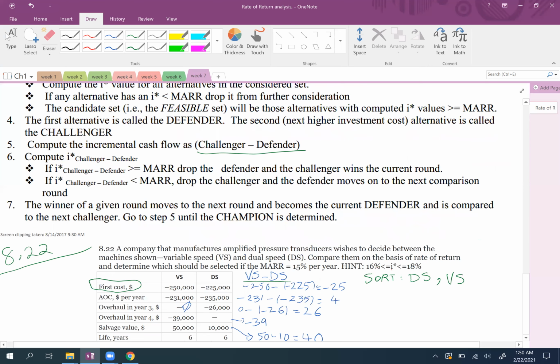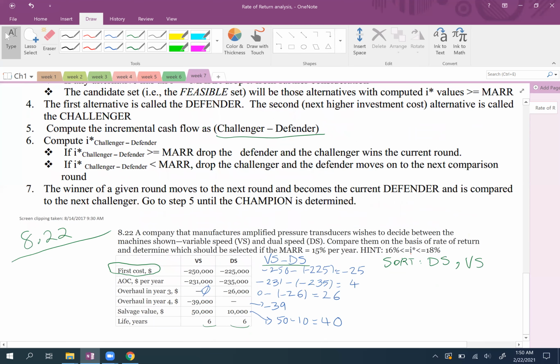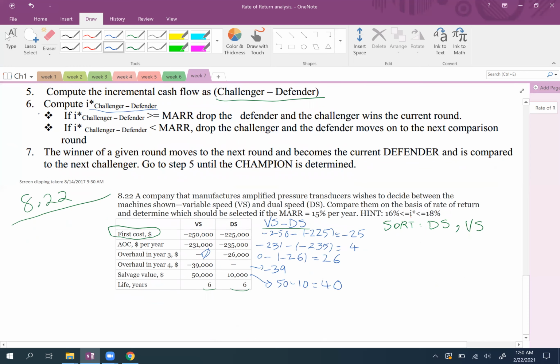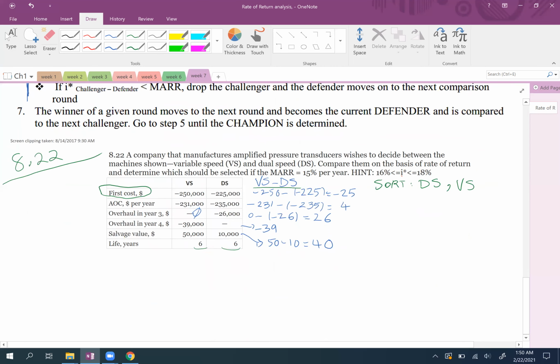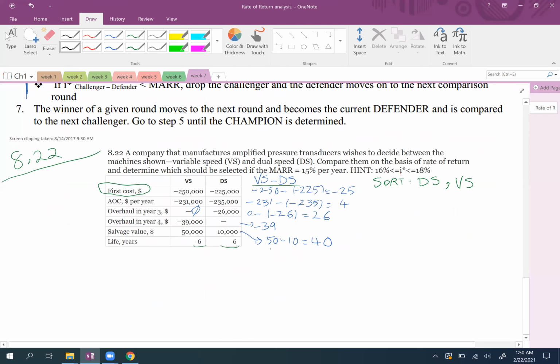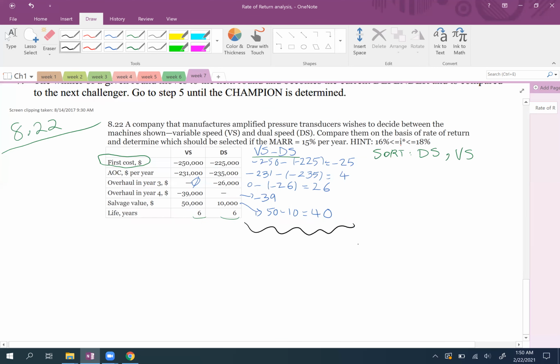You need to calculate the i star for challenger minus defender. If that rate is greater than MARR, you will drop the defender. Otherwise, you will drop the challenger. So let's see. I want to draw the cash flow diagram for the incremental comparison. At time 0, it seems I have 25. This AOC is annual operating cost, and for 6 years, I will have 4.